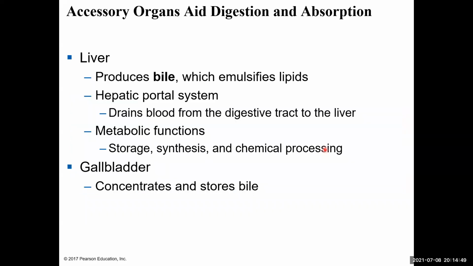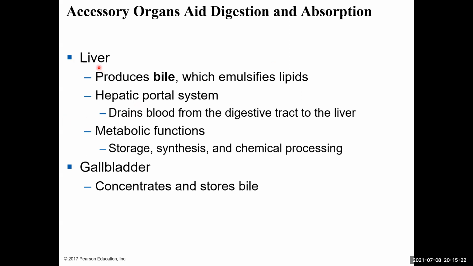Now, the other accessory organs are the liver and the gallbladder. The liver makes the bile, which helps to emulsify lipids. The bile salts will surround the lipid and break down that lipid globule into smaller parts. That allows the lipid to be taken up by the cells and absorbed into the body.